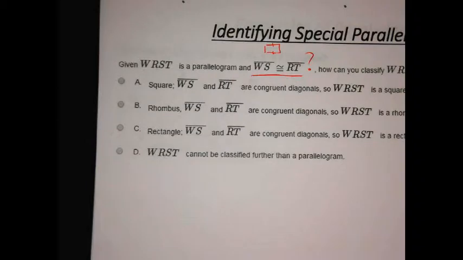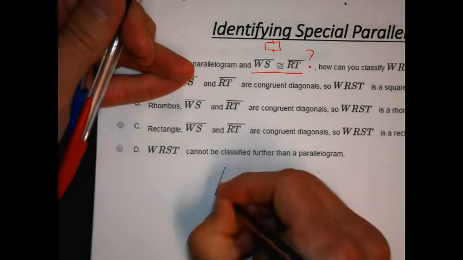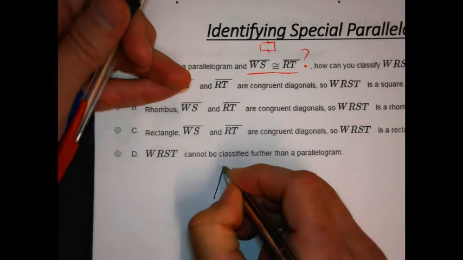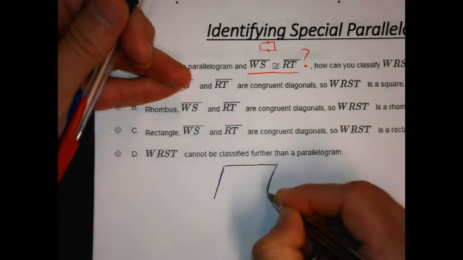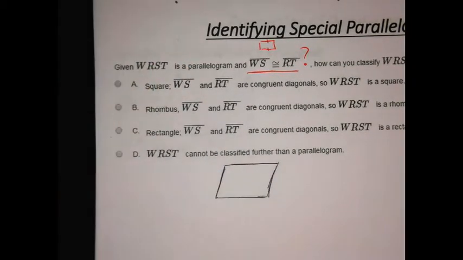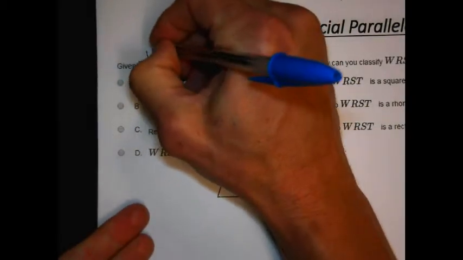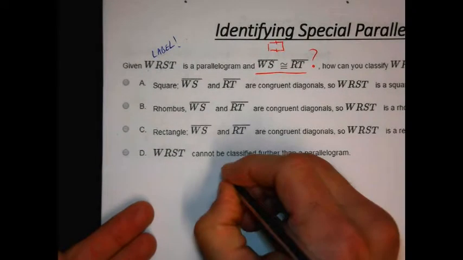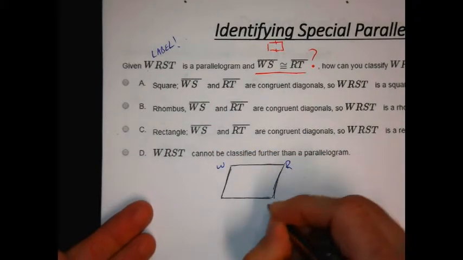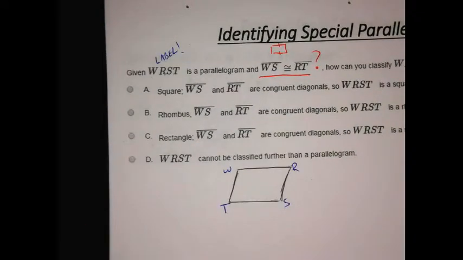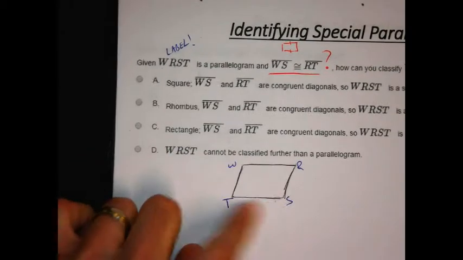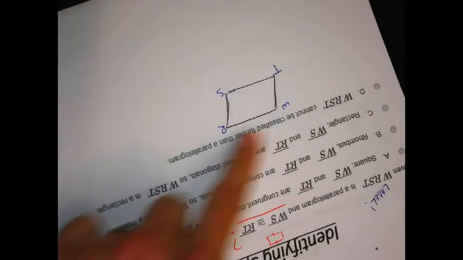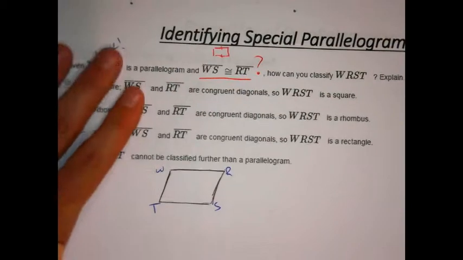So let's draw a picture of this parallelogram. It doesn't have to be a crazy parallelogram. Let's just draw it. Now what we're going to do is label it. Labeling is going to be important. We're going to label it WRST. Remember how that works with naming: we have to keep it consecutive. No matter how you draw it, it's still WRST. Okay, so we have this part.